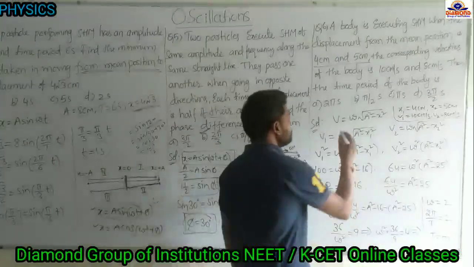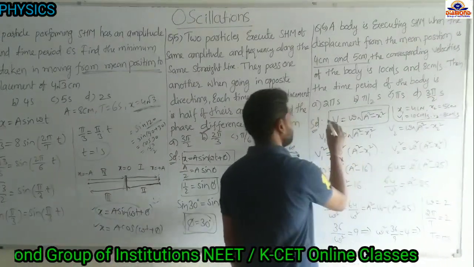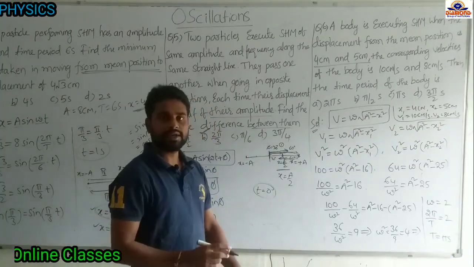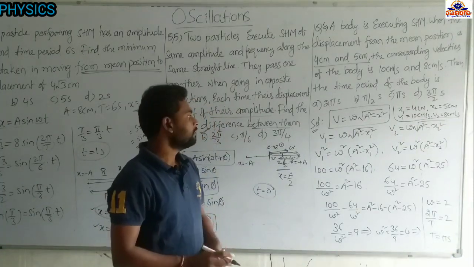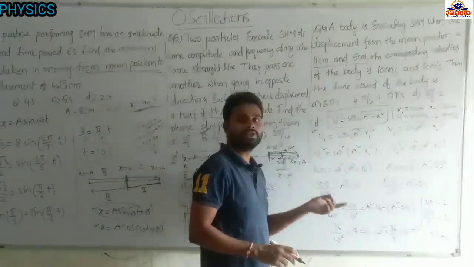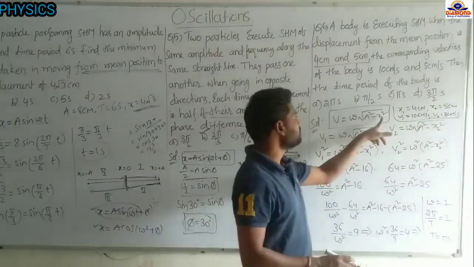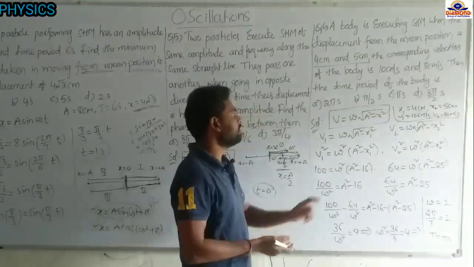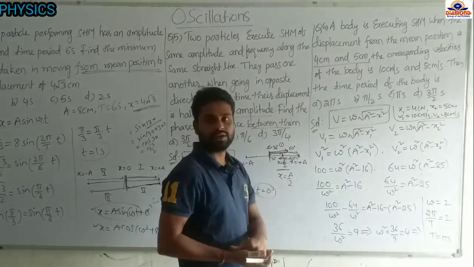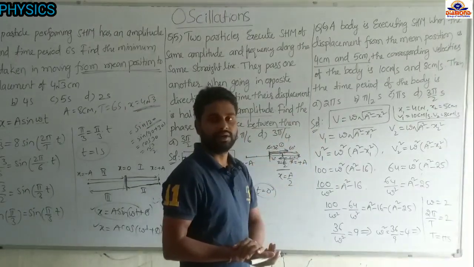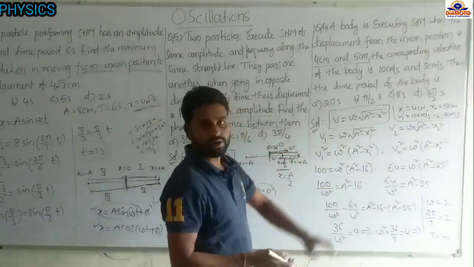So we already know the general formula for the velocity: velocity equal to omega root of a square minus x square. The maximum velocity formula is a omega. But where is the velocity maximum? At the mean position. At the mean position, what is the x value? 0. Then substitute 0 here, we will get omega a. So maximum velocity is omega a, and the general formula for the velocity is omega root of a square minus x square. That means at displacement x, what is the velocity of the particle? This is the formula we have to use.